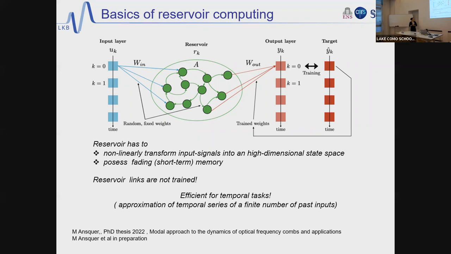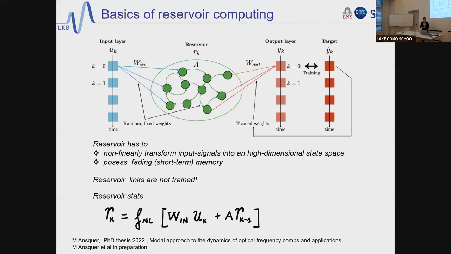You need to have a reservoir that nonlinearly transforms the input signal into a high-dimensional state space and should possess some memory, short-term memory. So you should remember the recent past. And especially being an experimentalist, it's very nice that in reservoir computing, you do not have to train the reservoir, but just to train the output layer.